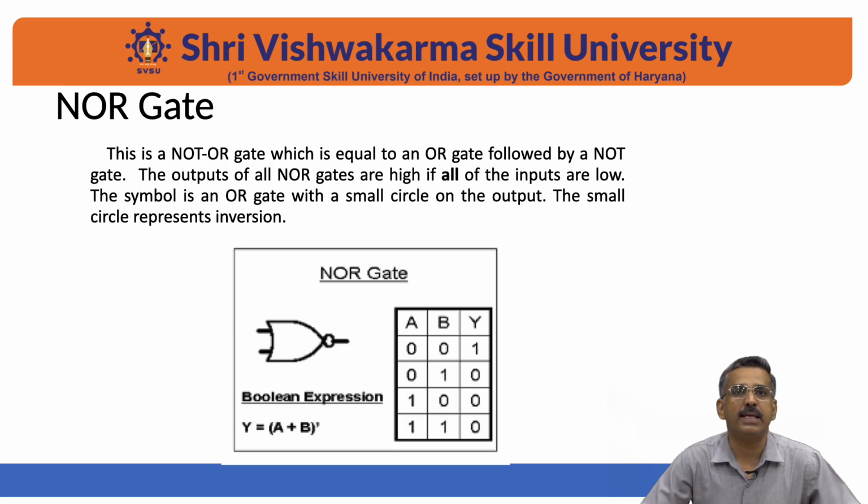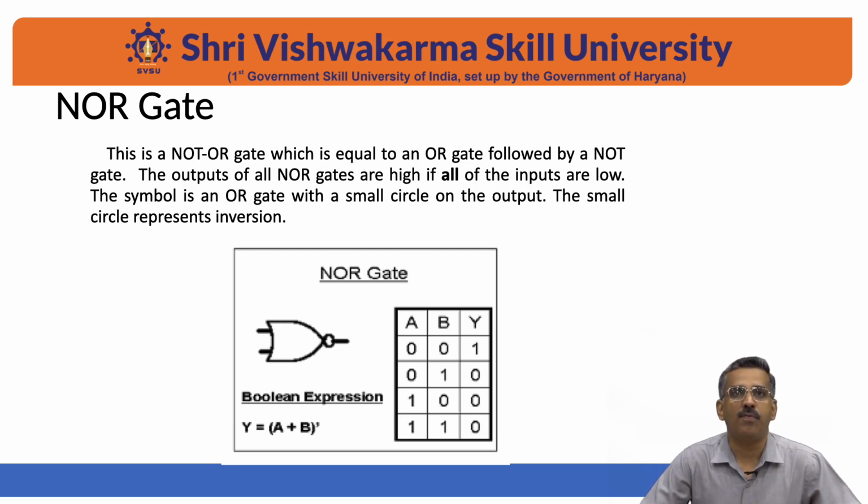Now, the next gate is the NOR gate. The NOR gate is the electronic circuit which is the combination of two gates, that is the NOT gate and the OR gate. This will be connected or designed in such a manner that the OR gate is followed by a NOT gate. The output of a NOR gate is high if all the inputs are low. That is, when we have the 0 0 input, the output will be equal to 1. The symbol of the OR gate with a small circle is represented as a NOR gate.